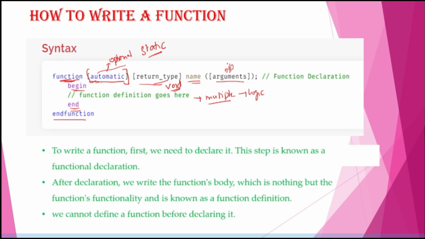To write a function, first we need to declare it. That is what I told you, this is known as function declaration. What you are writing within the body of the function is called function definition. After declaration we write the function's body, which is nothing but the function's functionality, the logic you are going to write, and that is known as function definition. We cannot define the function before declaring it. This is the important thing that you should keep in mind.